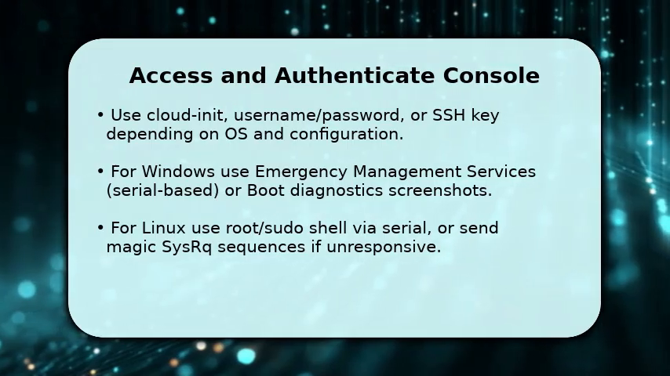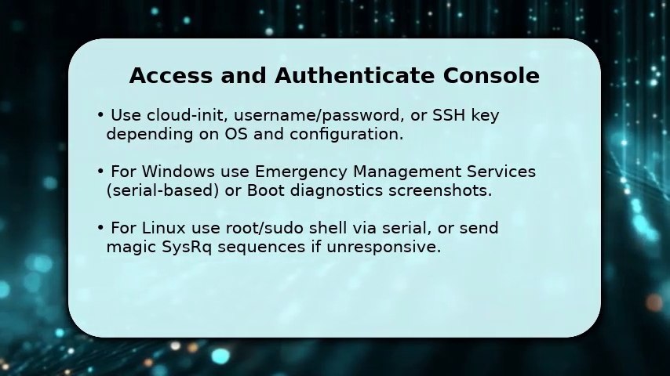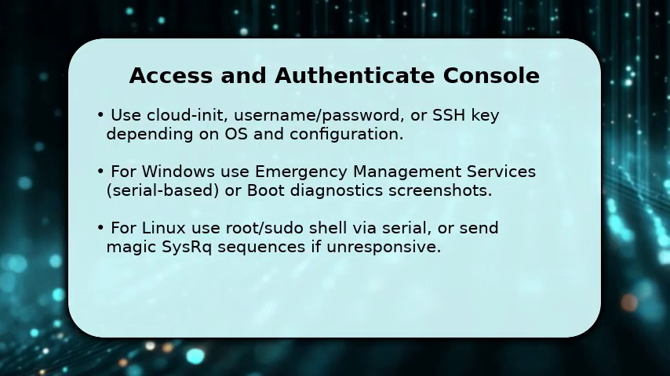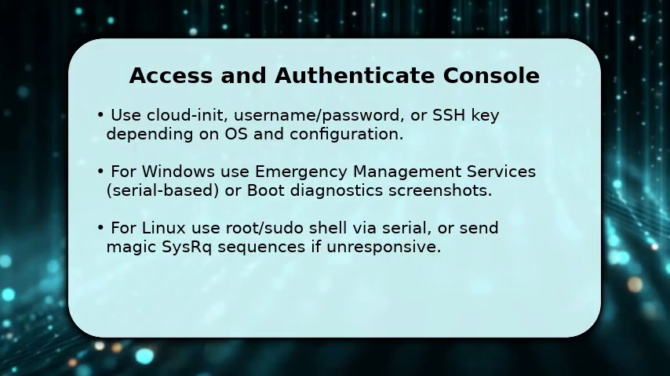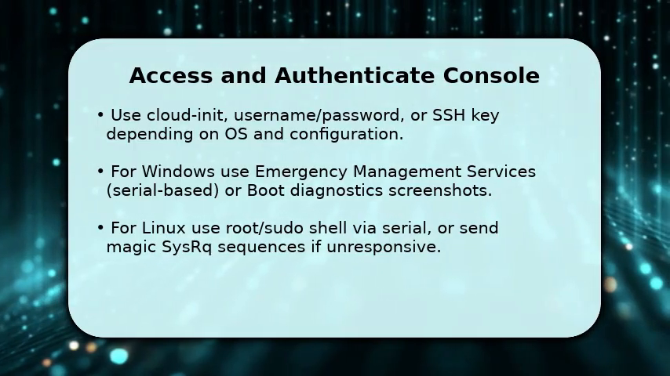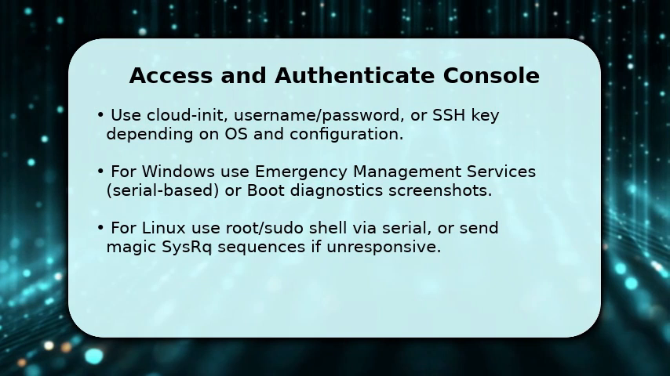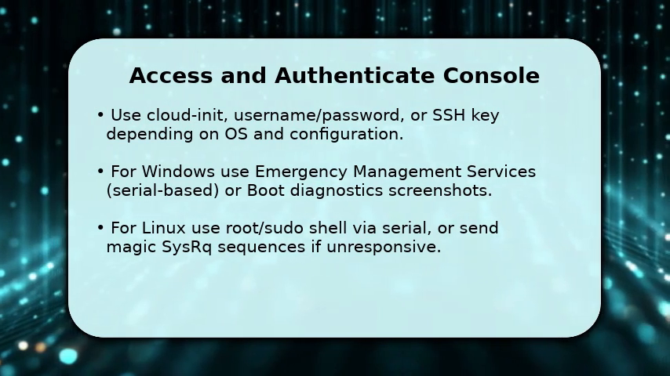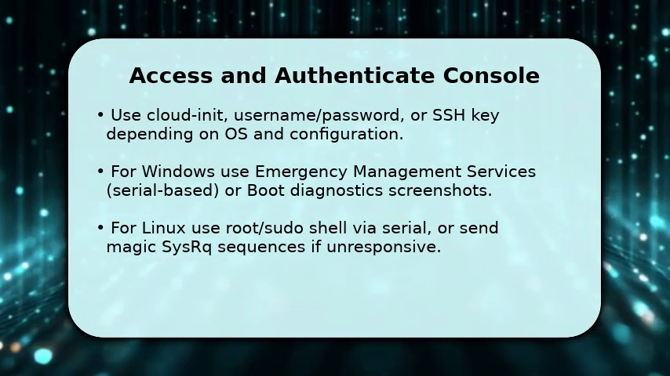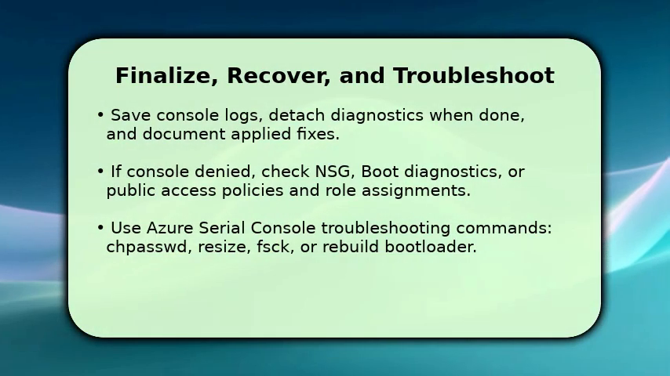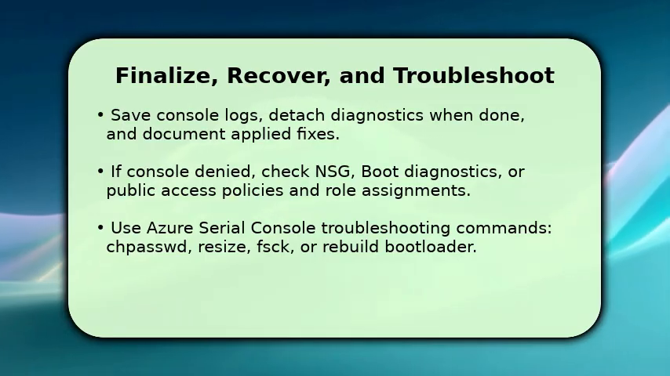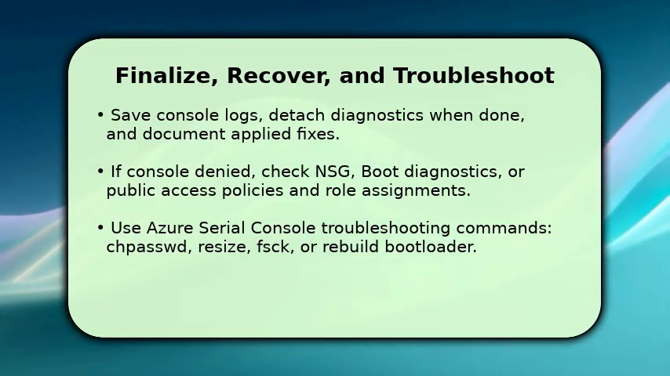For Windows, switch to Emergency Management Services or inspect boot diagnostics for crash details, then use available serial access to send keystrokes. If the VM is unresponsive, you can trigger a rescue kernel or use magic sysrq commands on supported images. Make sure to finish, perform the fix interactively, then save serial output and system logs for postmortem. If you change passwords, update credentials in your secret store.